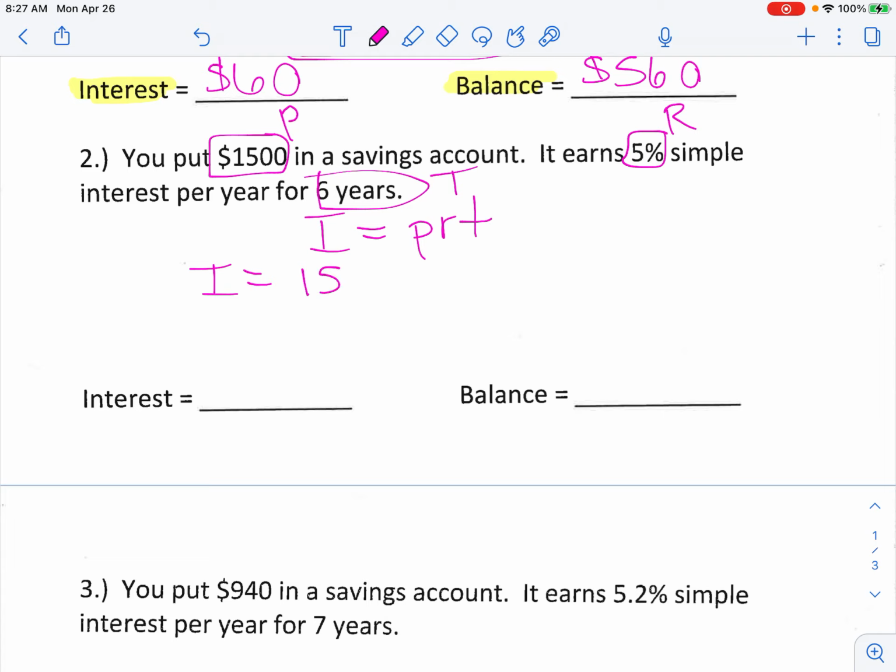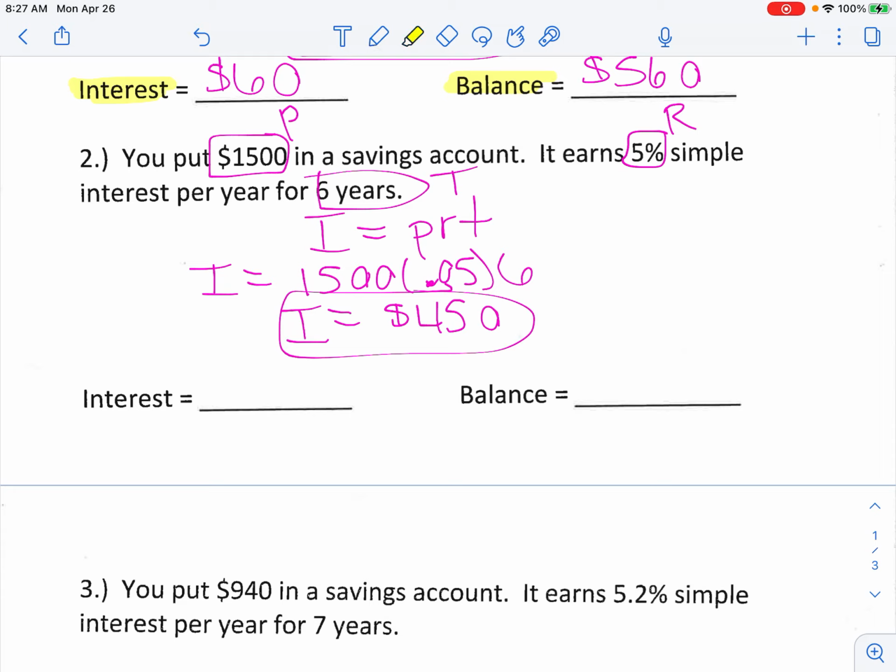Interest equals the $1,500 times a rate of 5%, which is 5 hundredths, times 6 years. So I'm going to calculate that on my calculator, and my calculator says 450. So anytime we're talking about simple interest, we're going to label that with a dollar sign. So interest equals $450. That's the amount of money that you've earned from depositing that money into your bank account.